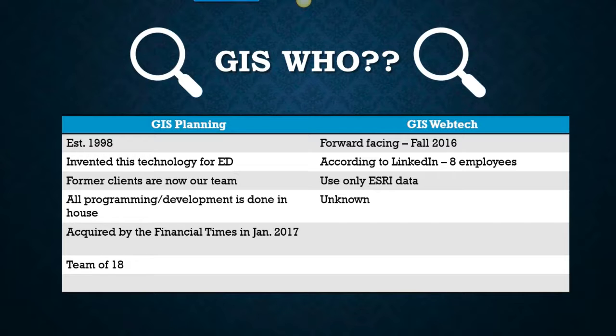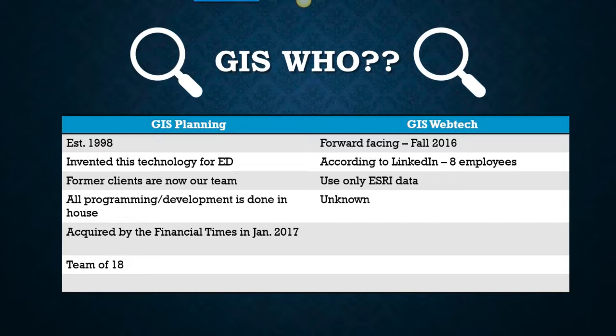And we were acquired by the Financial Times in January 2017. So we now have even larger research and larger resources at our fingertips, but it has not affected that small company feel. And we have a team of about 18. That changes a little bit here and there, maybe a team of 17, maybe a team of 20, depending upon the programmers and developers that we bring. But again, they're all in-house in our San Francisco office.